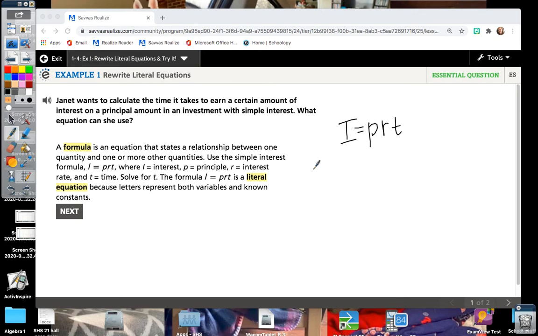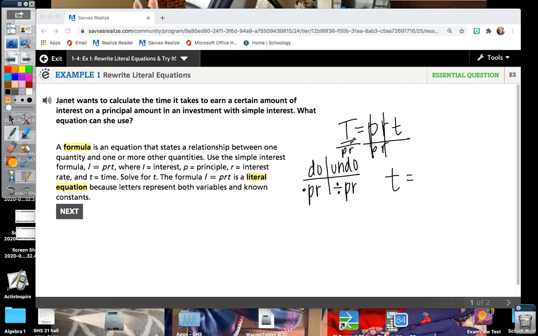So for this, if we make our do-undo table, for t over here, what's happening to it is it's got that p and r with it. That's multiplying by p and r. So to undo it, we're going to divide by p and r. And we're going to divide on both sides. So it'll cancel out p and r, leave us with t.